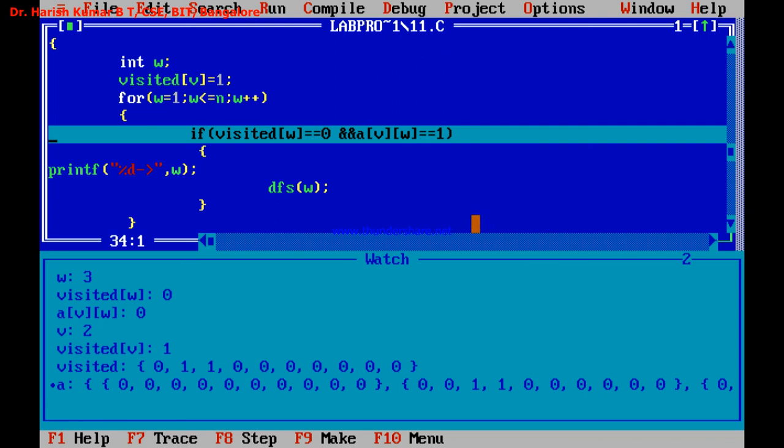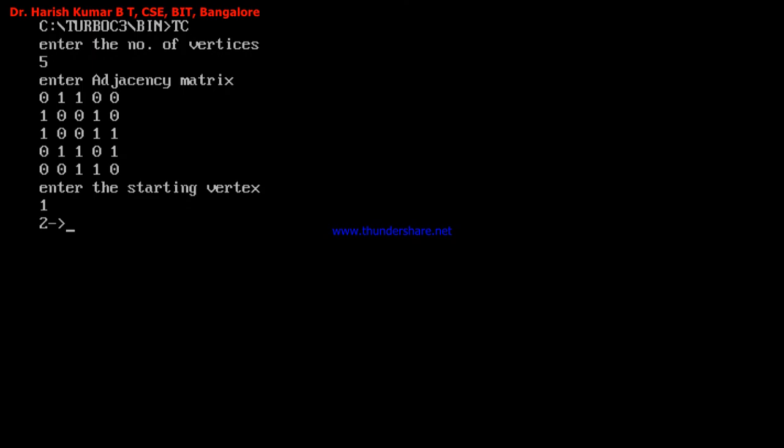Let me go back with Alt F5. So 2 to 3, just look into the matrix. 2 to 3, is there a path? Is there a path from 2 to 3? No, sir.